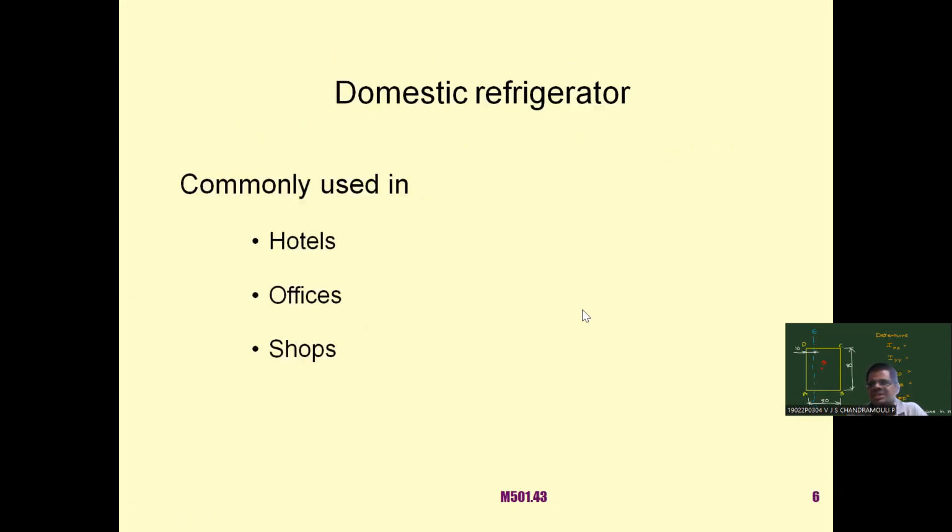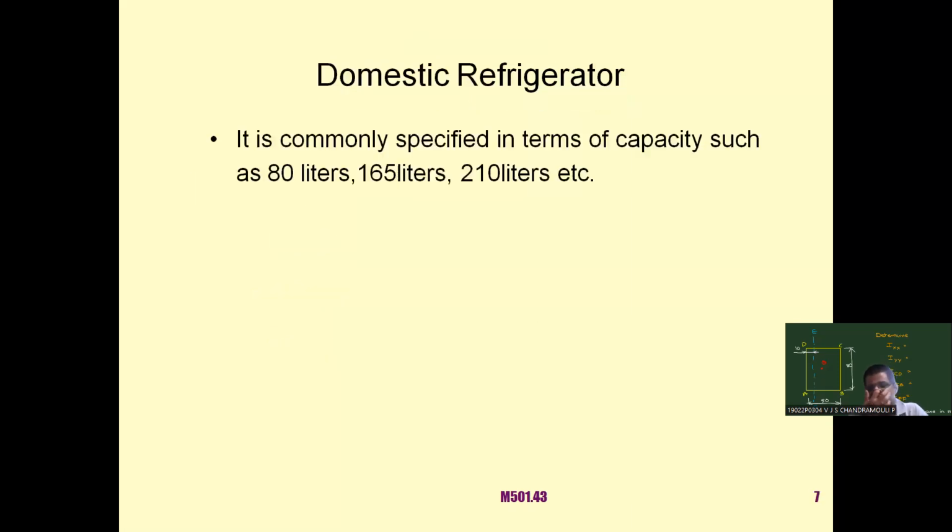First of all, the domestic refrigerator or fridge. Even though it is called domestic, it can also be used in hotels, offices, shops, and commercial settings. This domestic refrigerator is generally specified in terms of liters. If you go to a shop and ask for a refrigerator, immediately he asks you regarding the capacity in liters. You have to say, I need an 80 liter refrigerator or 165 liter refrigerator, etc. This is nothing but the total space inside the refrigerator.